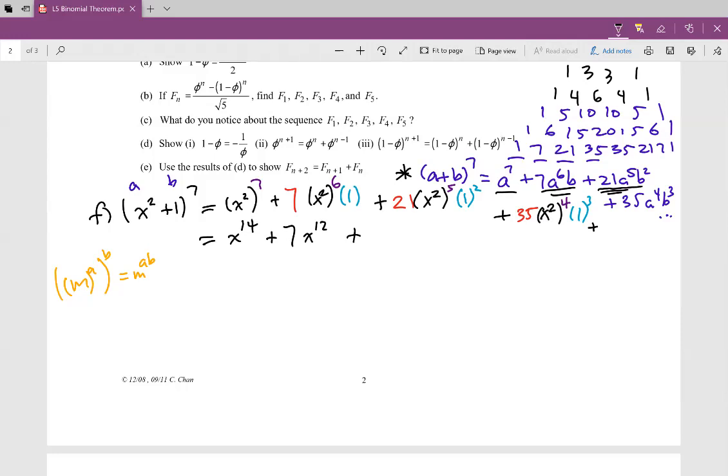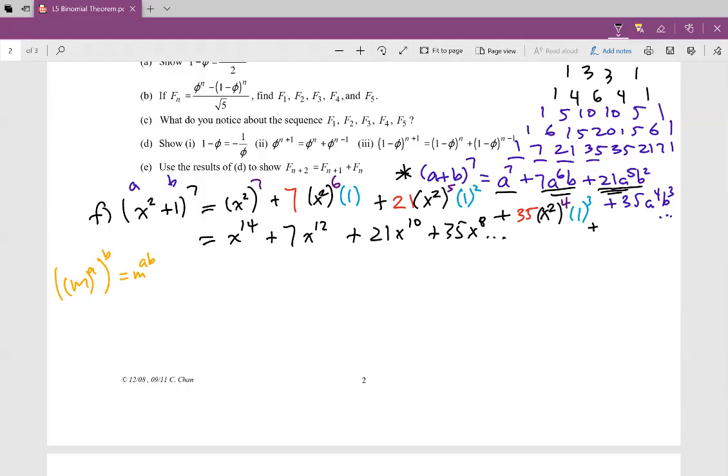And then we keep on going. 21, that's the coefficient. And x squared to the 5 times 1 squared. 1 squared, of course, is 1. So that's going to be x to the 10. And finally, for our example, because I said I don't want to do the first 4 terms, 35x squared to the 4 times 1 cubed, which is 35x to the 8. And it keeps on going. But this is the answer for this expansion.